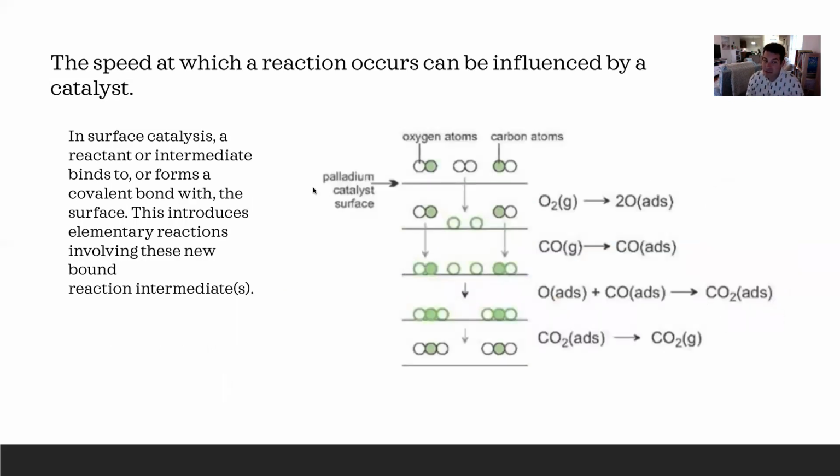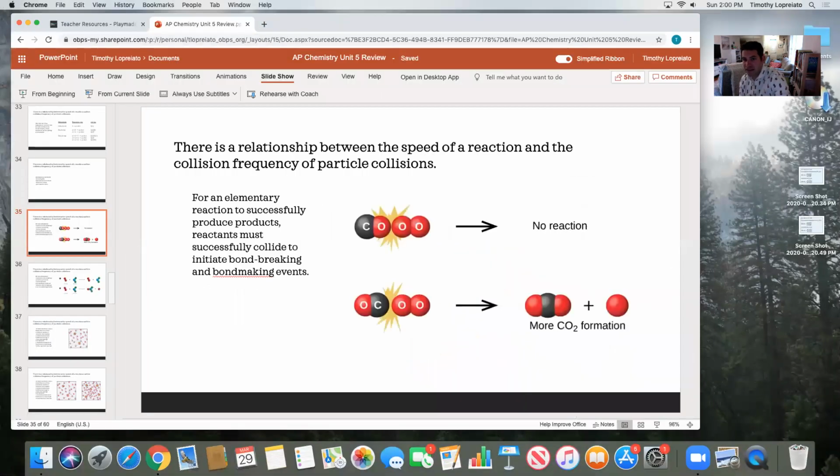All right. In surface catalysis, a reactant or intermediate binds to or forms a covalent bond with the surface. This introduces elementary reactions involving these new bound reaction intermediates. This is an example of a palladium catalyst. In your cars, your catalytic converter is another catalyst. These are often metals where the atoms bond to the surface of the metal, and then they can bond with each other on the metal to form the new products, and then they leave. All right, so oftentimes these catalysts occur as a metal, and that's really all there is to say about the catalyst. So those are just examples of them, but not things that we use all that often.